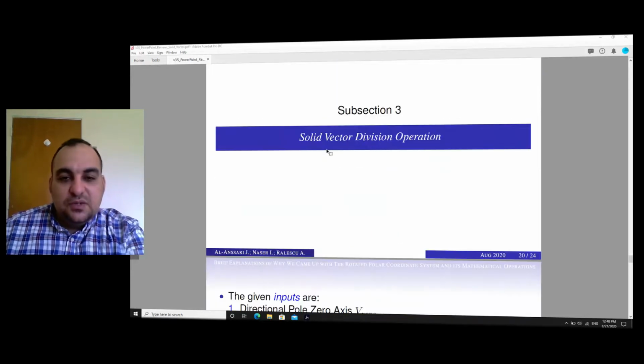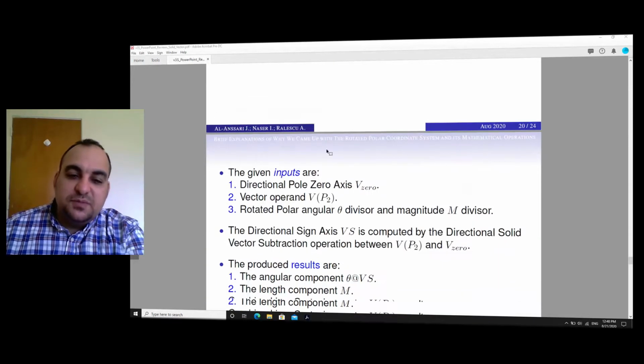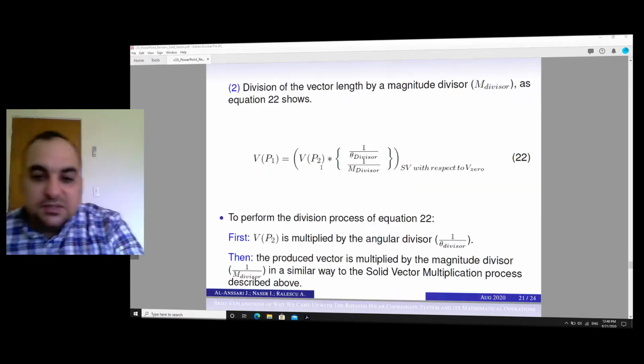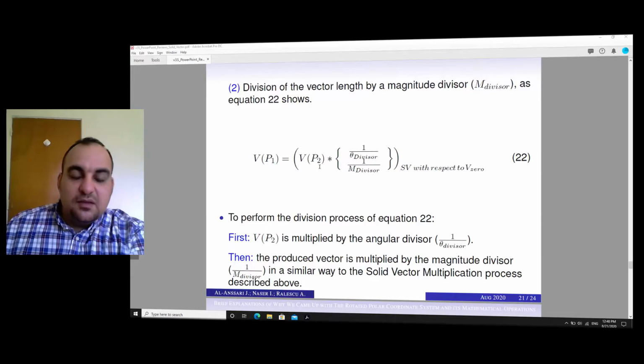Next, I present the solid vector division operation. It is similar to the solid vector multiplication operation, but instead of multiplying by the angular multiplier and length multiplier, we multiply the vector by 1 divided by the theta divisor and 1 divided by the length divisor.